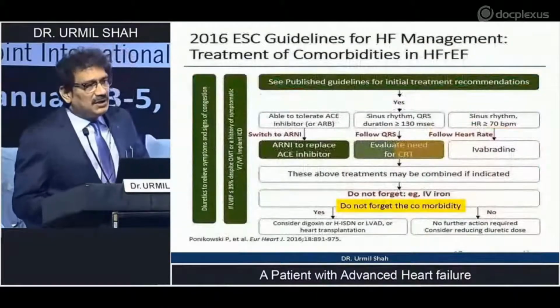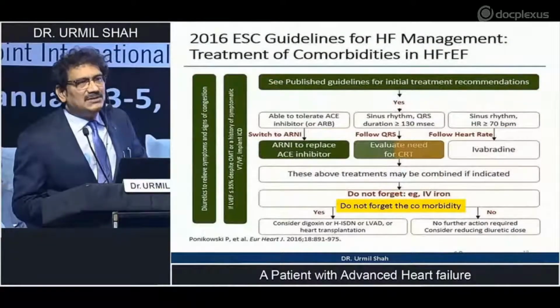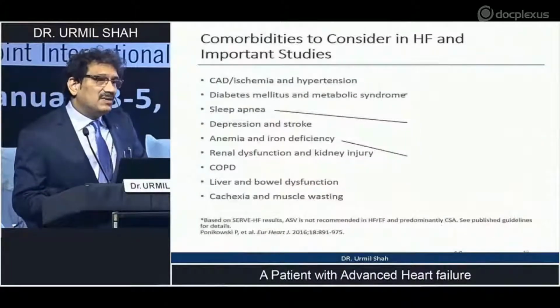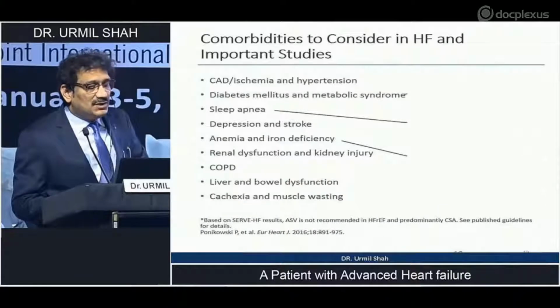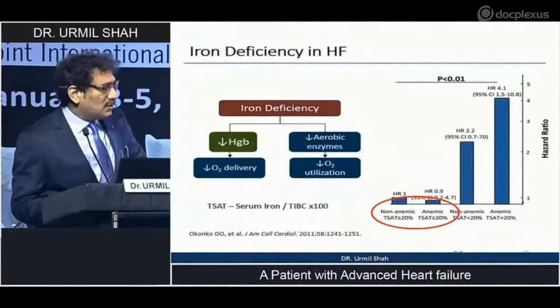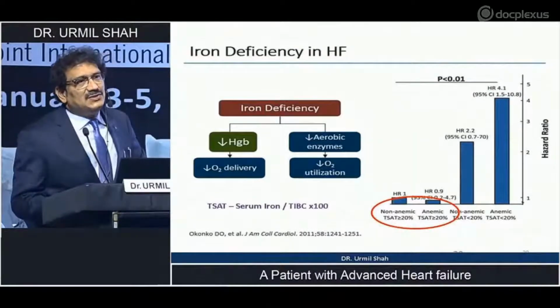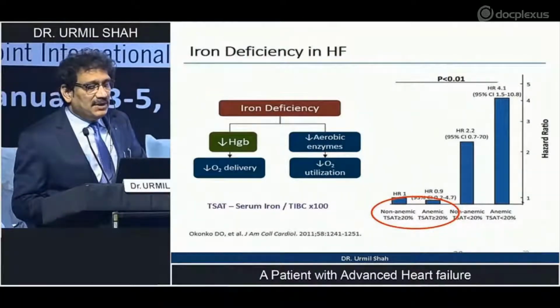Do not forget the comorbid conditions. It may be in the form of diabetes, maybe in the form of iron deficiency anemia. If the patient has coronary disease, ischemia, the first and foremost thing is to correct this. And if the patient has sleep apnea, it should also be taken care of. Iron deficiency is very important. We have to treat it in most of our patients, but the especially important thing is to measure the TSAT, that is the transferrin saturation. If the transferrin saturation is less than 20%, the patient is an ideal candidate for IV iron therapy.